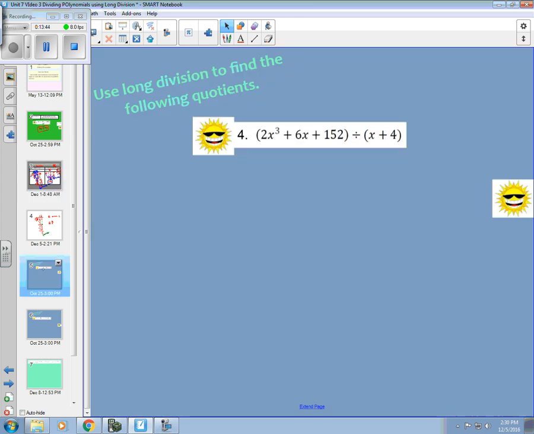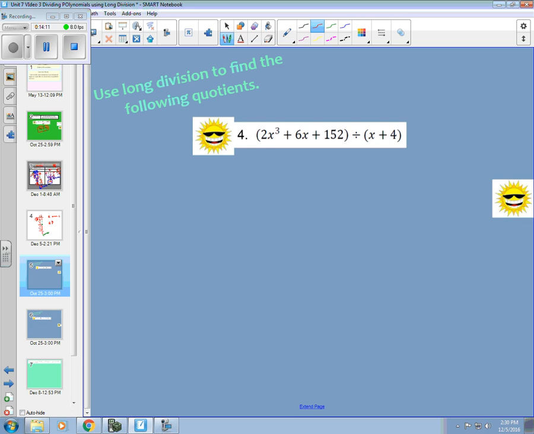So we're going to look at doing some synthetic division or long division with these problems on your notes to kind of go through and do that. Let's look at number 4. Number 4 wants us to divide out this polynomial by x plus 4. When doing a problem like this, you want to identify what the division is going to be.